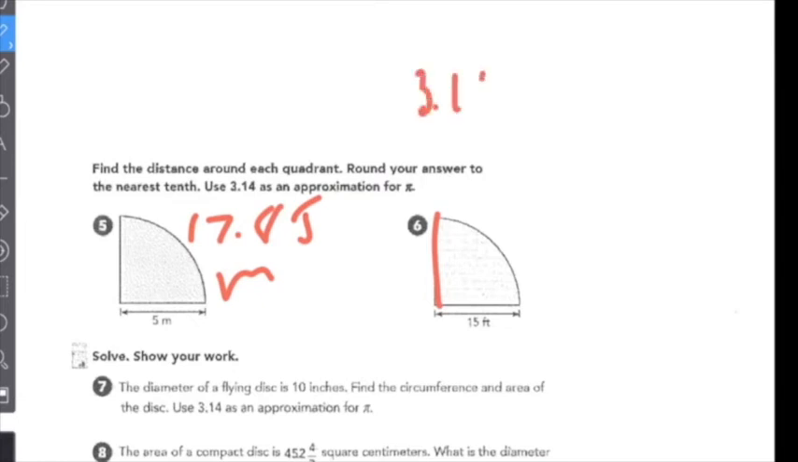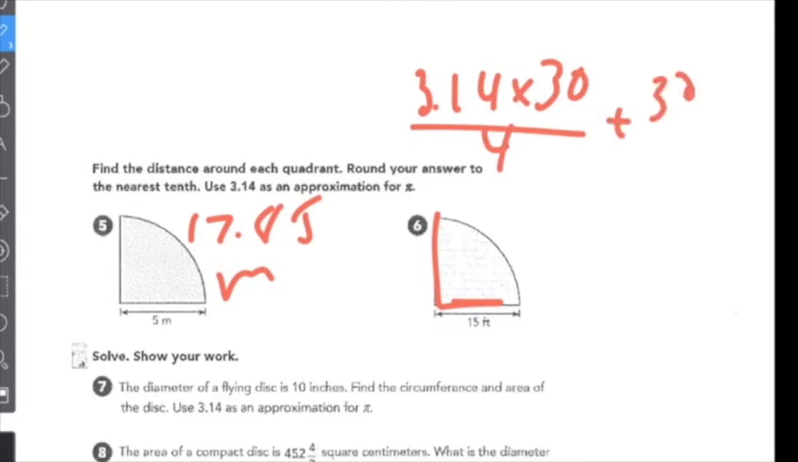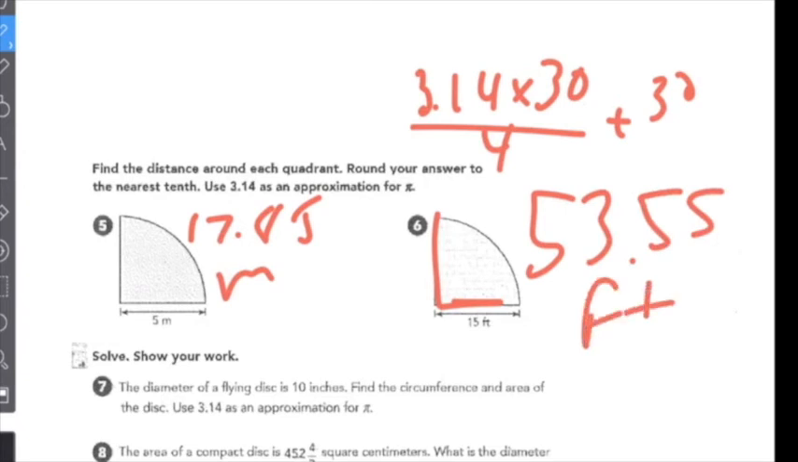For this one, again, you have 15, so it'll be 3.14 times 15 plus 15, which is going to be 30, but we have to divide the whole thing by 4, and then you're going to add 30. So when you solve this, you're going to get 53.55, and then it's feet. So 53 and 55 hundredths.